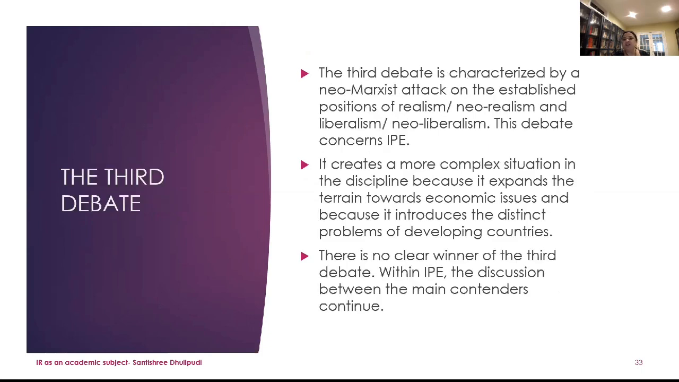The third debate is characterized by the neo-Marxist attack on established positions of realism, neorealism, liberalism, and neoliberalism. This debate concerns international political economy. It creates a more complex situation in the discipline because it expands the terrain towards economic issues and because it introduces the distinct problems of developing countries.